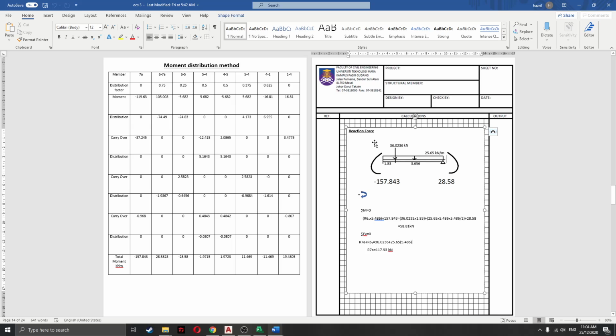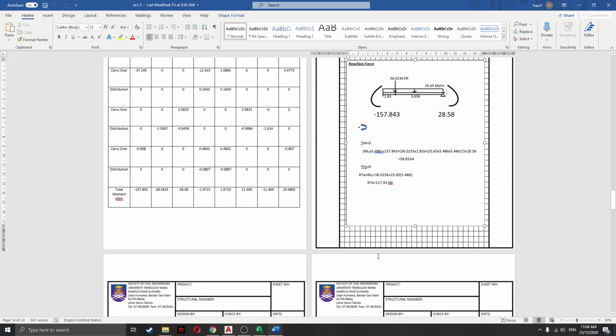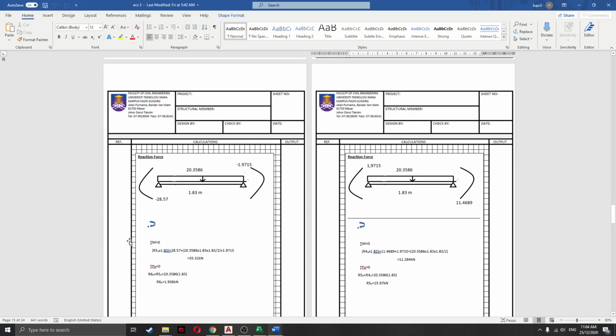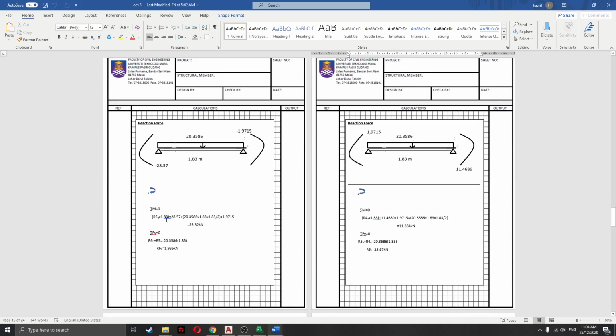Then I find the reaction force. First, I find the R6A, I get 58.81. RC7 117.90 kilonewton. For span 6 to 5, R5A I get 35.32. R6B I get 1.936.